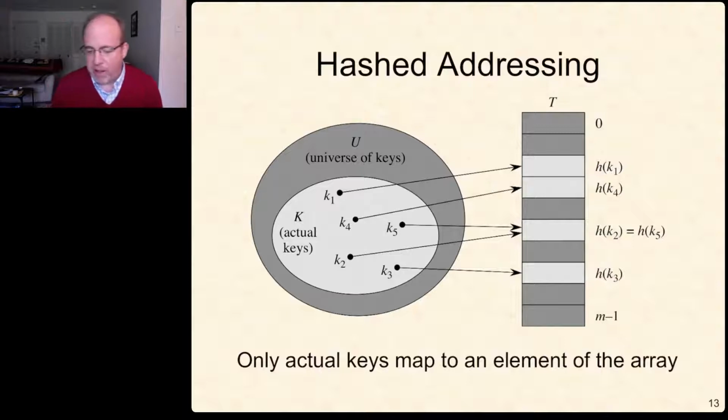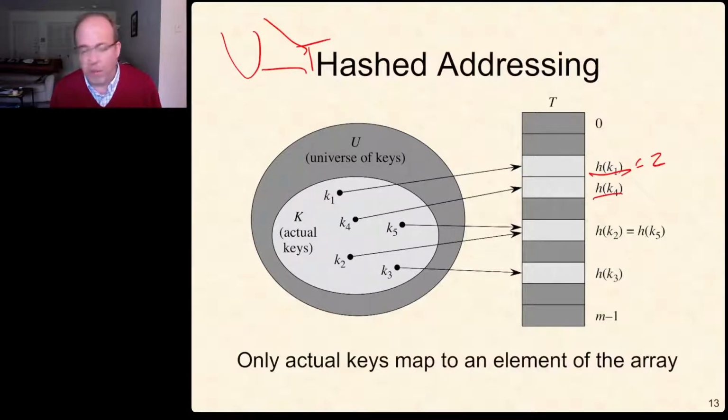For hashed addressing, the size of the universe is much larger than the size of the table, so that the set of possible keys is much larger than the number of entries we have on our table. And that's when we use these hash functions. So the hash of K1 might be equal to 2, so it sits at index 2. The hash of key 4 might be equal to 3.